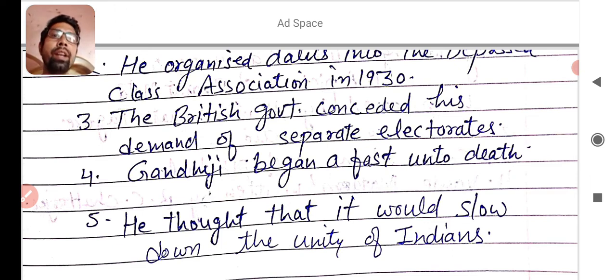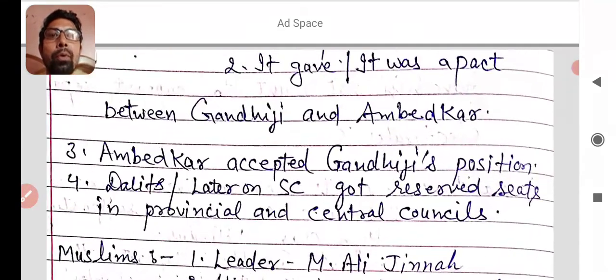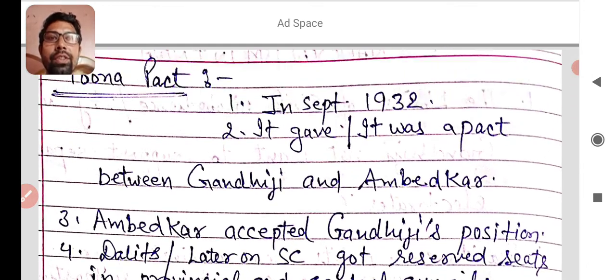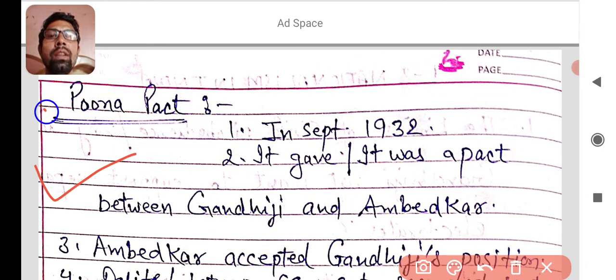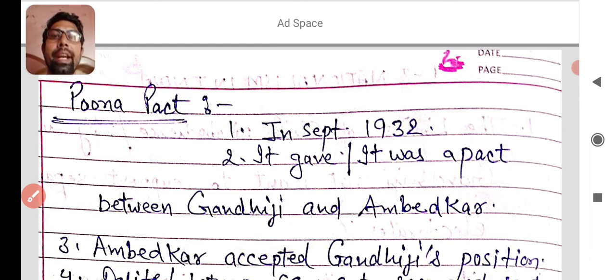And why were they demanding separate electorates? You learned that it would help them. But Gandhiji thought that it would slow down the unity of Indians. Now, the Pune Pact. It is the major question of this lesson. What do you mean by the Pune Pact?